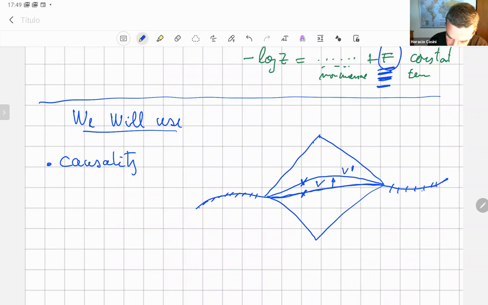So in fact, the entanglement entropy is not a function of a piece of a spatial surface, but is a quantity that depends on this diamond. It's a quantity that depends on the causal domain of dependence of a piece of a Cauchy surface. So it's a function of diamonds.